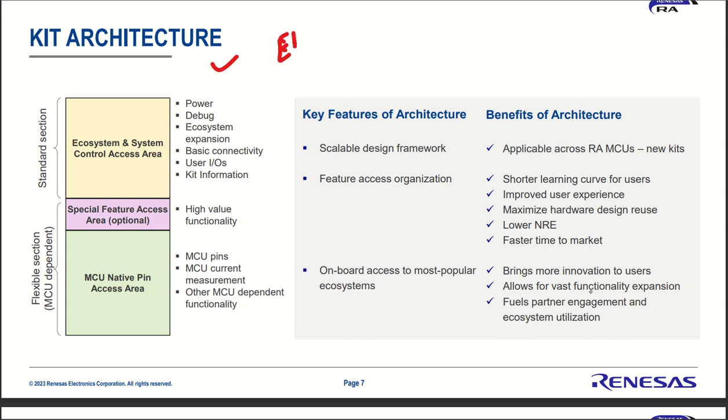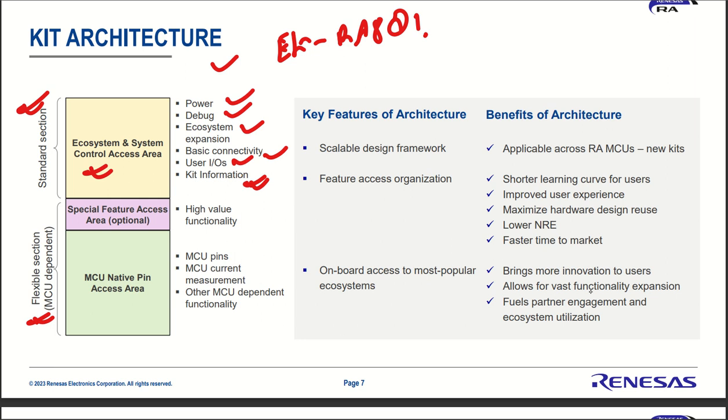Okay, so my kit is EK-RA8D1. Got it? So in terms of ecosystems and system control access, we have power, debug, ecosystem expansion, basic connectivities, user IOs, and kit information, which are your standard sections. Got it? Now if you see your flexible sections, which are microcontroller dependent, all the microcontroller pins have their separate access so that you can utilize them for your own purposes. Then you have microcontroller current measurement and microcontroller dependent functionalities.